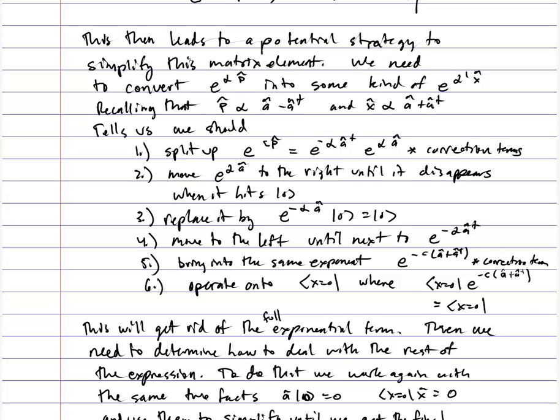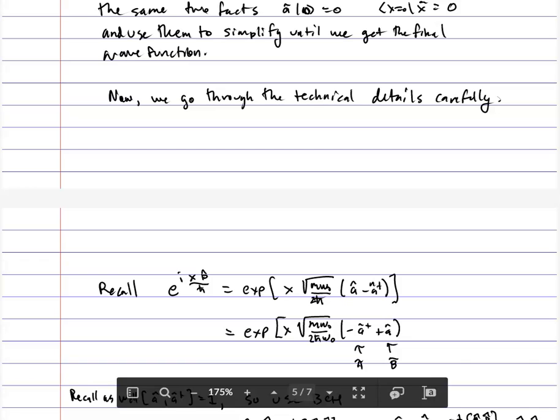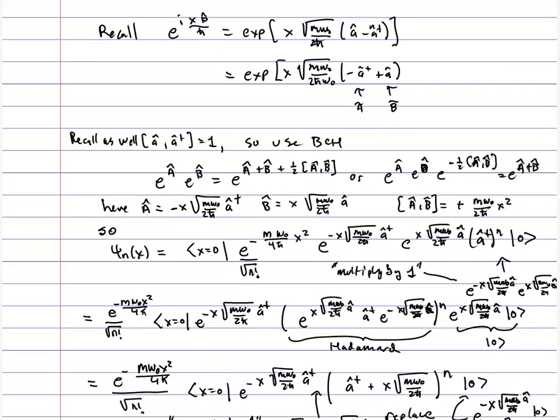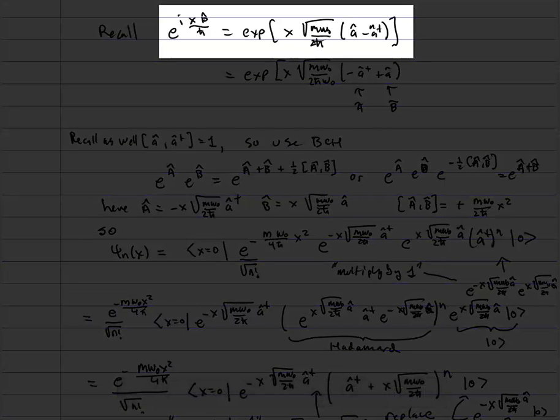And then we'll need to figure out how we deal with the rest of the expression. And to do that, we're going to similarly use the facts that the a hat operator acting on 0 is equal to 0, and x hat acting on x equals 0 is equal to 0. Okay, are you ready? We're going to now go through all of these details carefully. Okay, now I want you to remember that e to the i x p hat over h bar, we already said what this was. It's the exponential of a number, x times the square root of m omega 0 over 2 h bar, times a minus a dagger.